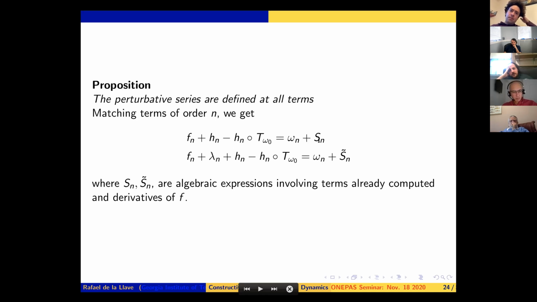Now the interesting thing is that if you are proceeding in order, these things are known, and then you get the omega n so that the average of this is equal to 0, and then you can solve for the h. And over here, I apologize again, this term should not be there. Then you can choose the lambdas in such a way that the average vanishes, and then you solve the cohomology equation. So this is more or less what people have been doing.